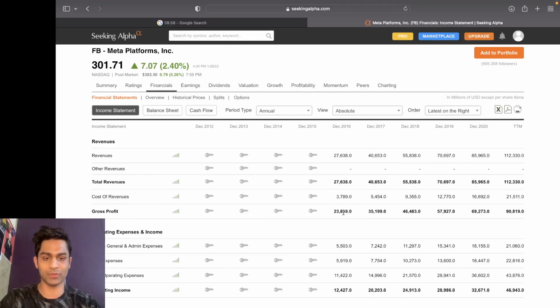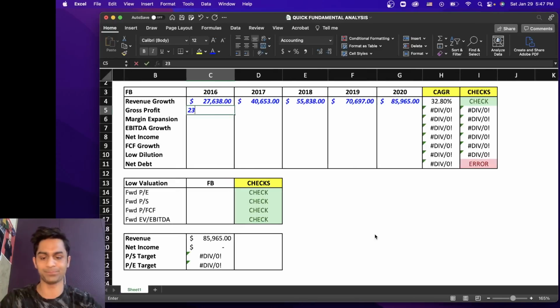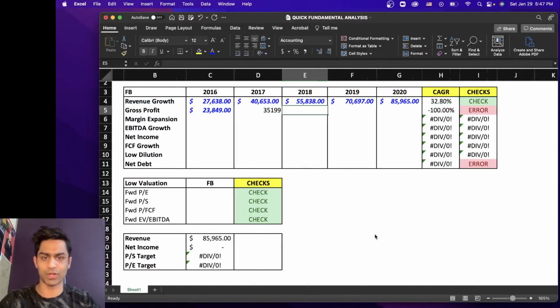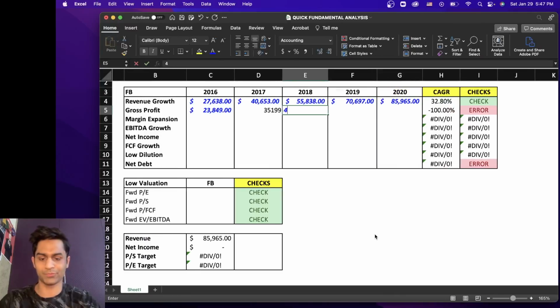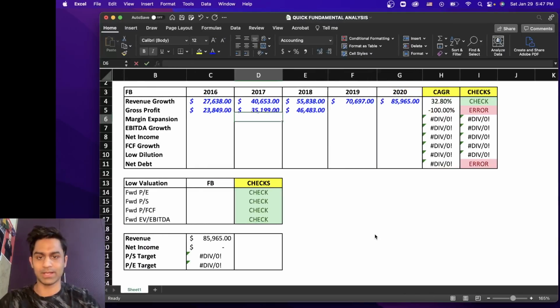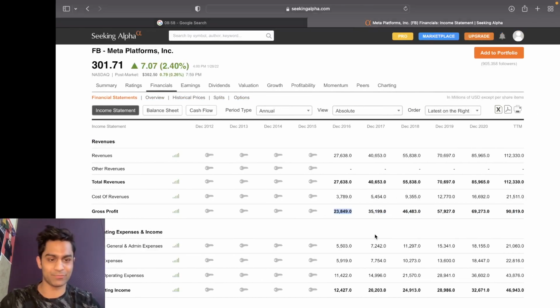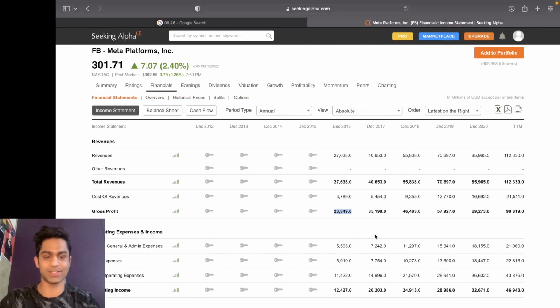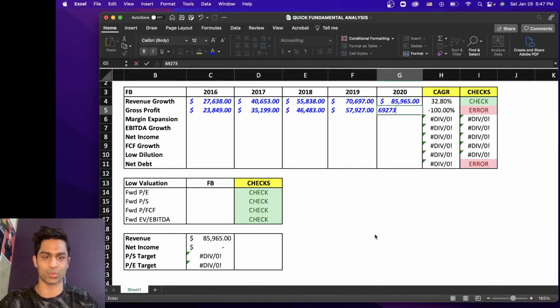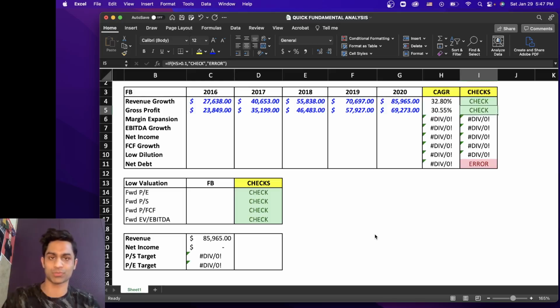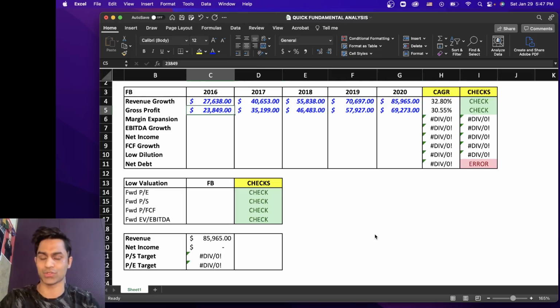Next, we're going to look at gross profit, which is this line item. So 23,849, we're going to plug that in. 2017, 35,199. We're going to move on to 2018, 46,483. Just got to fix this formula. So 35,199 here. And then we're going to move on to 2019. We got 57,927. And then finally 2020, we got 69,273. So this one's growing at 30% and receives another check mark, because we also want gross profit to grow by a little bit over 10%. So that's also very, very strong.